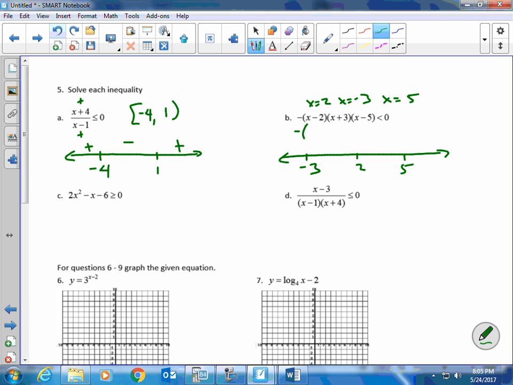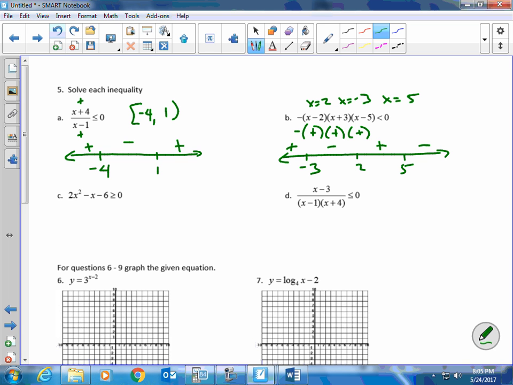Now let's plug in 6. 6 minus 2 is positive. 6 plus 3 is positive. 6 minus 5 is positive. And 3 positives and 1 negative is actually negative. Then that goes positive, negative, positive.